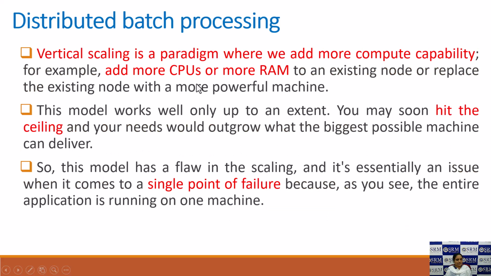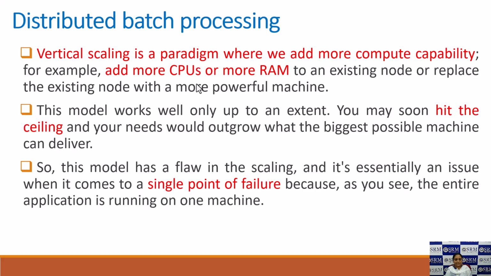So there are two types of scaling: vertical scaling and horizontal scaling. Vertical scaling is a paradigm where we add more compute. That means more CPUs and more RAM can be introduced to an existing node to replace it, so that we can have a very powerful machine. This model also works well, to some extent.